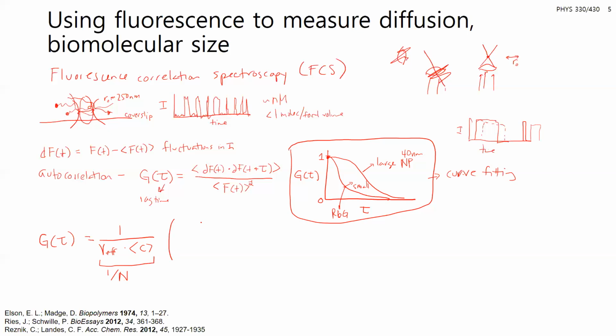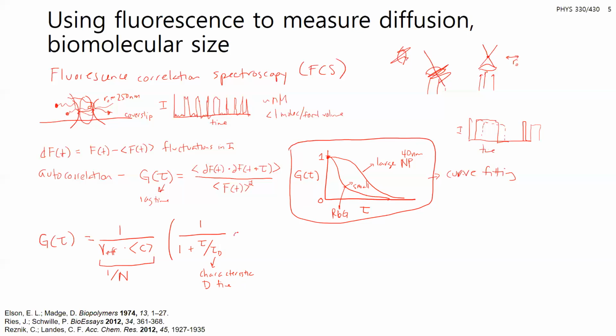This is then multiplied times 1 over 1 plus your lag time tau over tau d, where tau d is your characteristic diffusion time. And this characteristic diffusion time is on average how long your molecule is staying within your focal volume when you see these increases in intensity.